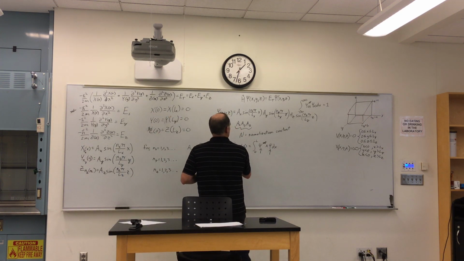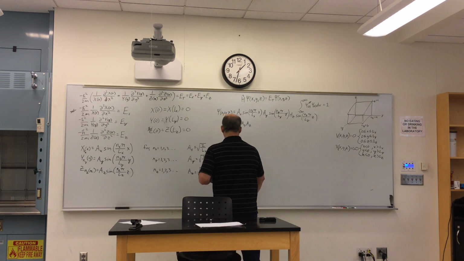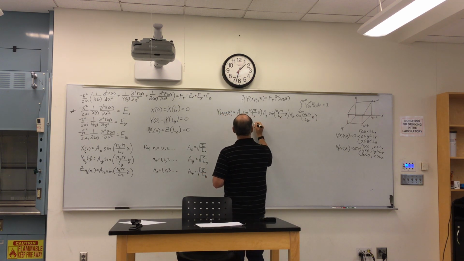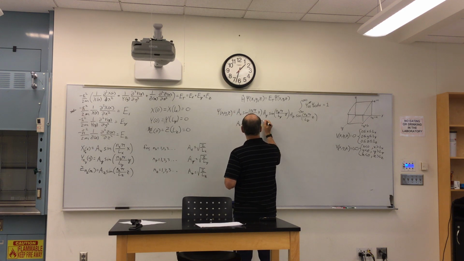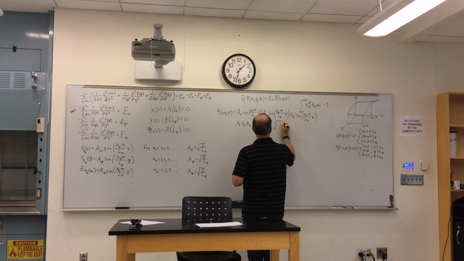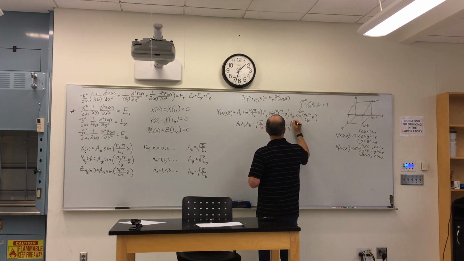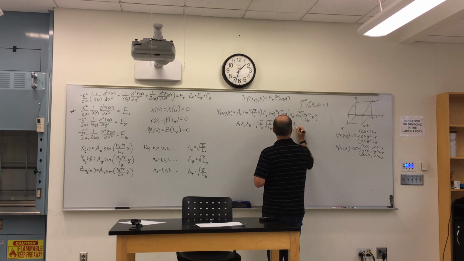So, that is your normalization constant, which is going to be equal to the square root of 2 over Lx, square root of 2 over Ly, root 2 over Lz. Put them all together, and you get the square root of 8 over Lx times Ly times Lz.